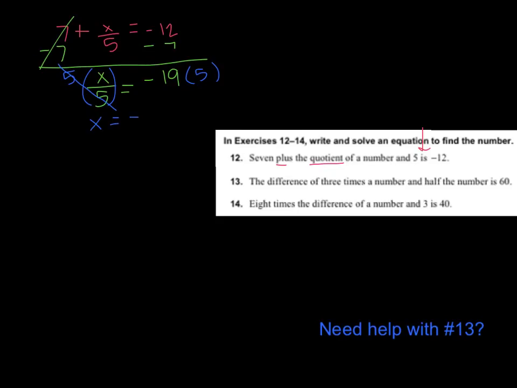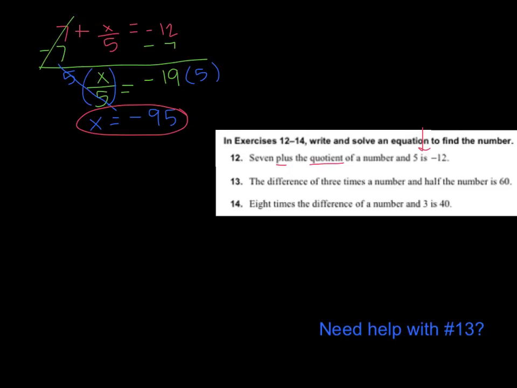So some of you at this point might be thinking, I don't know what 19 times 5 is. But what you do know is that 20 times 5 is 100, hopefully. 20 times 5 is 100. So 19 is just one less than that. So if 20 times 5 is 100, then 19 times 5 is just going to be 95. It's one group less as far as multiplication is concerned. So a negative times a positive is a negative. So my answer is that the number is negative 95.